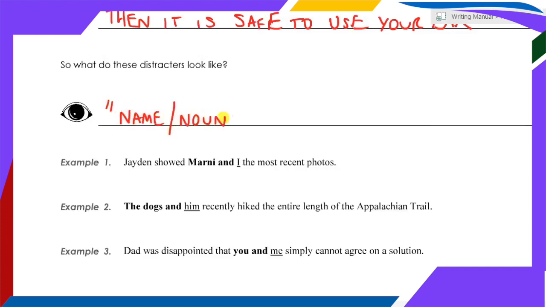a name, a noun, or a pronoun plus the word or conjunction and. So a name, a noun, or a pronoun plus and. What you want to do is cross off those pronoun distractors. You want to read the sentence without the distractor, and a lot of times, reading the sentence without the distractor, your ear will be able to detect the error. Examples 1, 2, and 3, you can go ahead and do them on your own now.